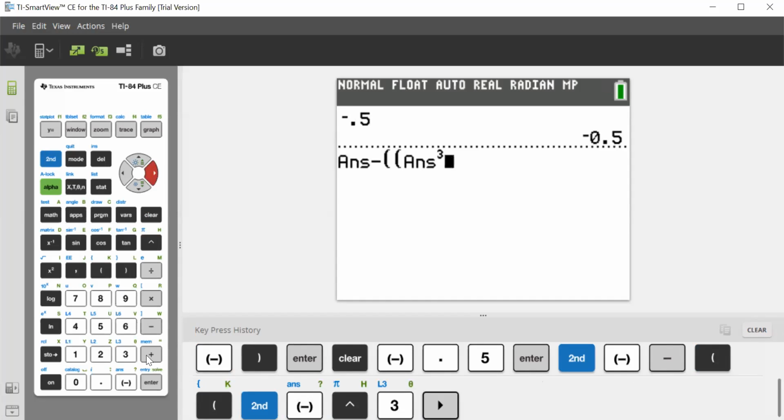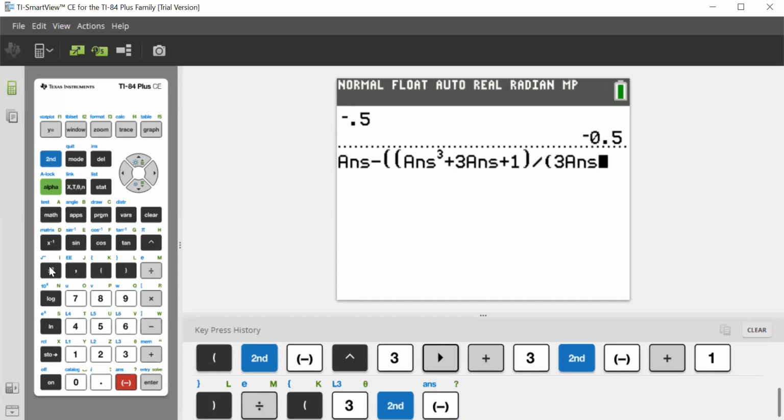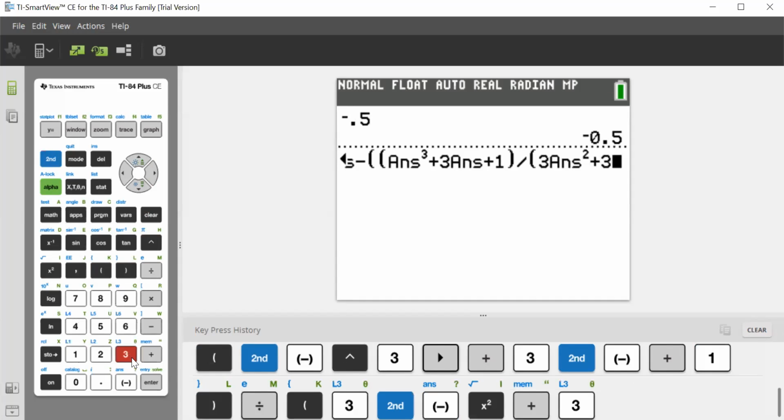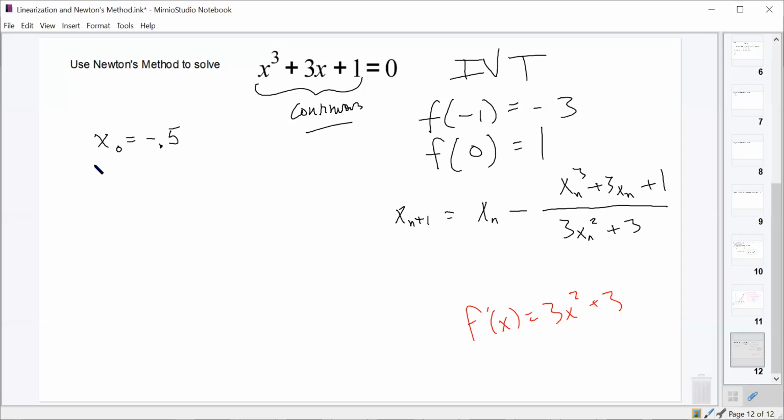And then what is it? Plus 3x sub n, so we'll type in plus 3 answer, and then it's +1, so we'll type in +1. We'll close our parenthesis for the numerator, divide for our fraction, open a parenthesis for our denominator, and do the same thing. It's 3x sub n squared, so 3 answer squared plus 3, then close the denominator's parenthesis, close the entire fraction's parenthesis, and hit enter. It tells us that if you plug in -0.5, you get -1/3, -0.3 repeating. So x sub 1 is -0.3 repeating.